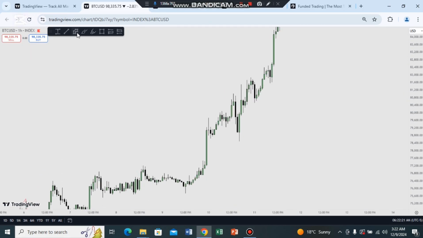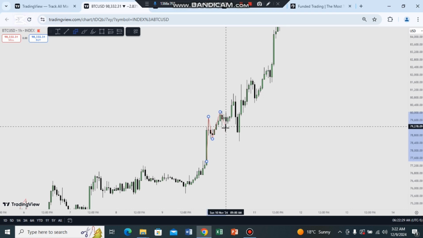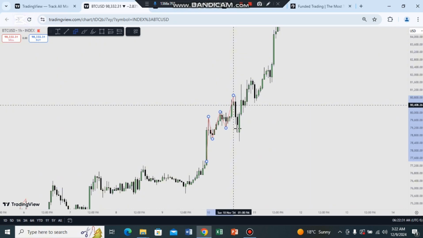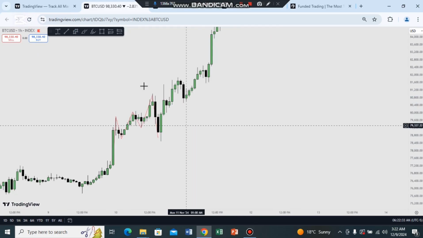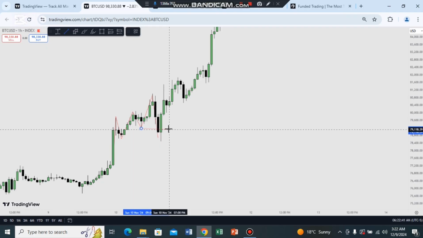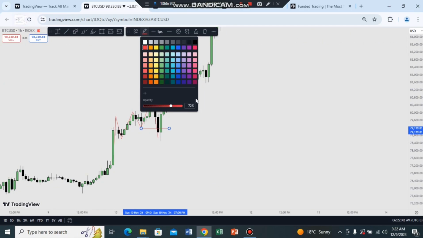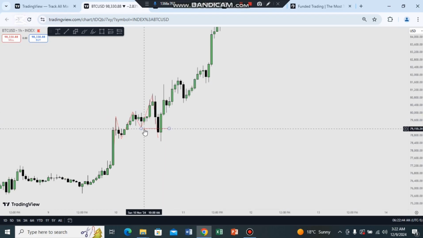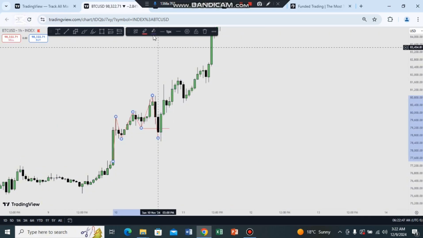But here if you see, the market went up, it came down, then it made a high, then it came down, then a high, and now we got an inducement here. You can see this was the last low that was made before sweeping this high, so this is an inducement, okay, we got an inducement here. I will increase the curve.